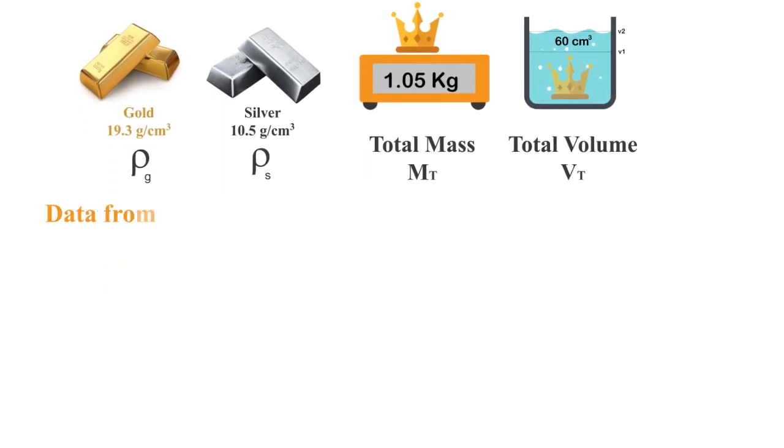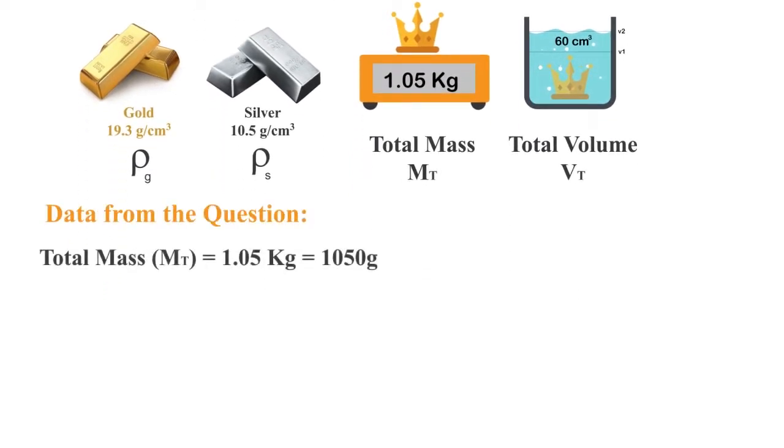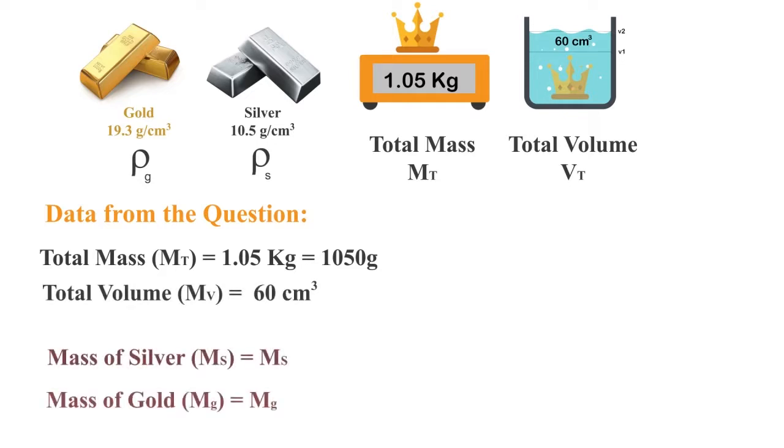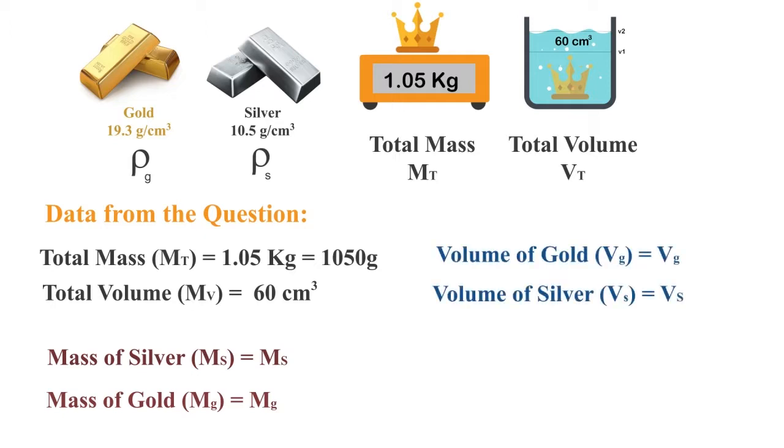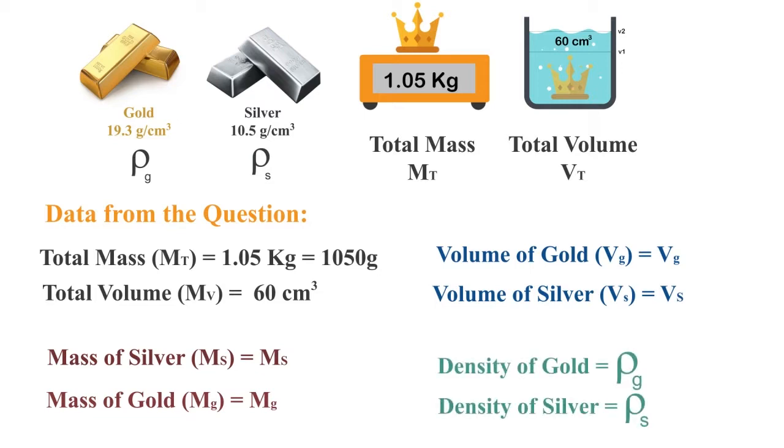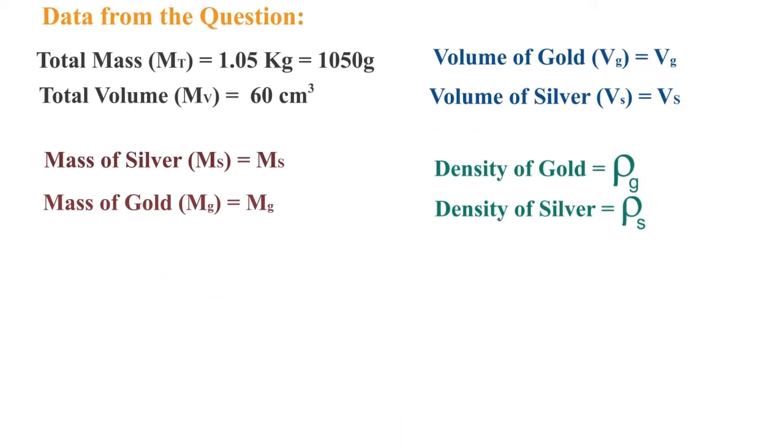So what data do we have from the question? We have the total mass, which has been represented as 1.05 kilogram or 1050 gram, and total volume of 60 cm³. And again we have mass values, but we haven't been given the mass values, so we represent them as ms and mg, followed by volume of gold and volume of silver as vg and vs, and finally the density of gold and density of silver. So all of these are data obtained from the question.